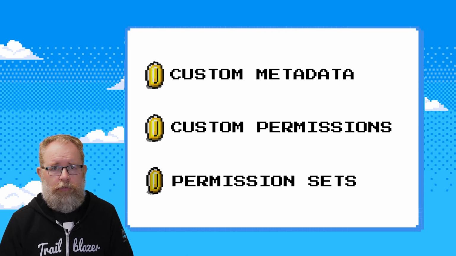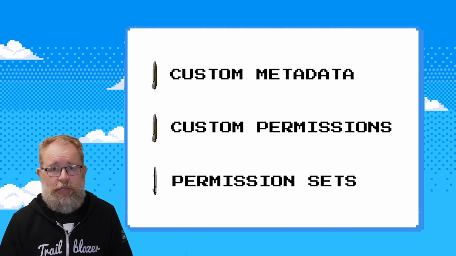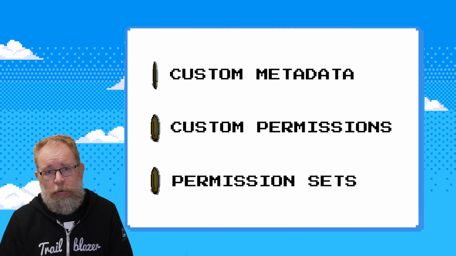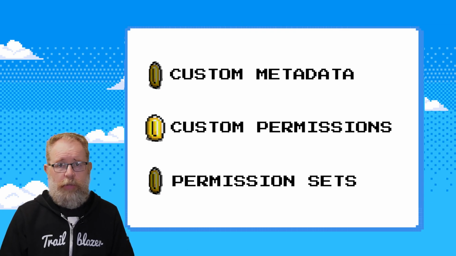For example, if you're working on a dark mode feature, you could create a record for it with is enabled set to true. Developers can then query this metadata in Apex or use it in declarative tools like Flow to control that functionality dynamically. Next up, custom permissions.